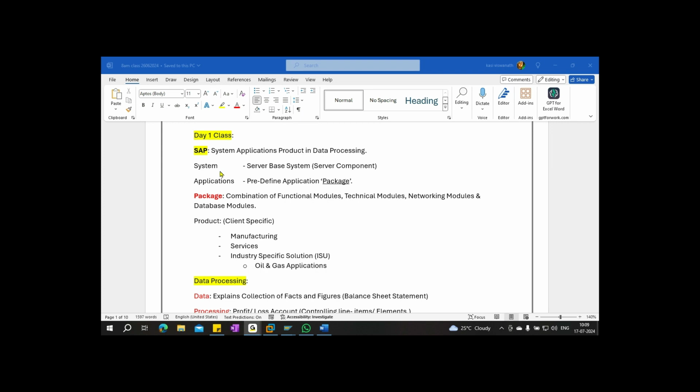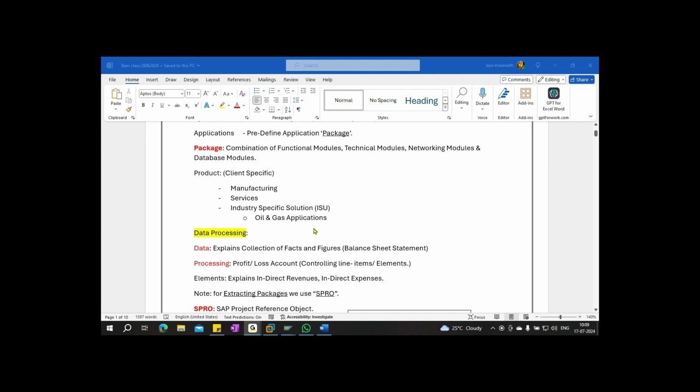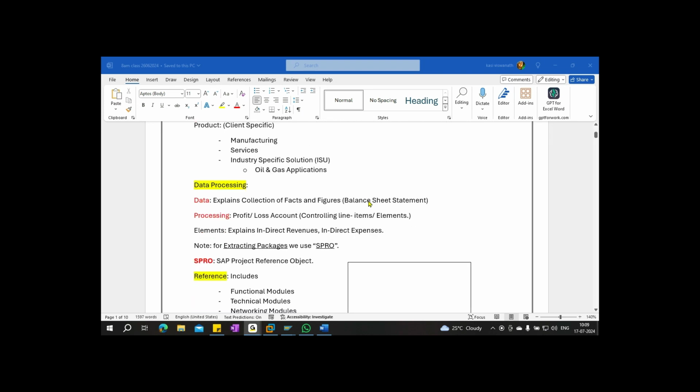So, some of the people they chose ISOS or ISO. Now, in my laptop, whenever I enter and save the data stores in hard disk. But SAP is a server where the data stores in data processing. Heading data processing. Here we used to understand what is the data, what is processing.